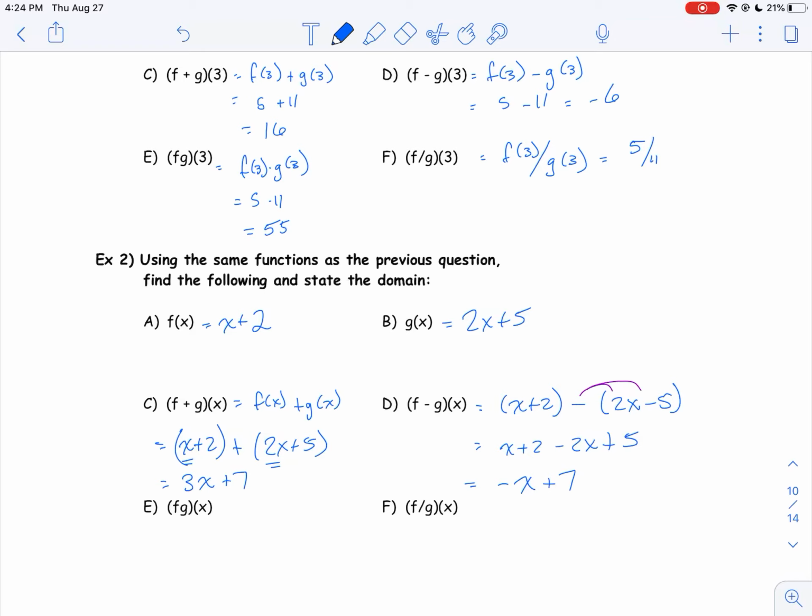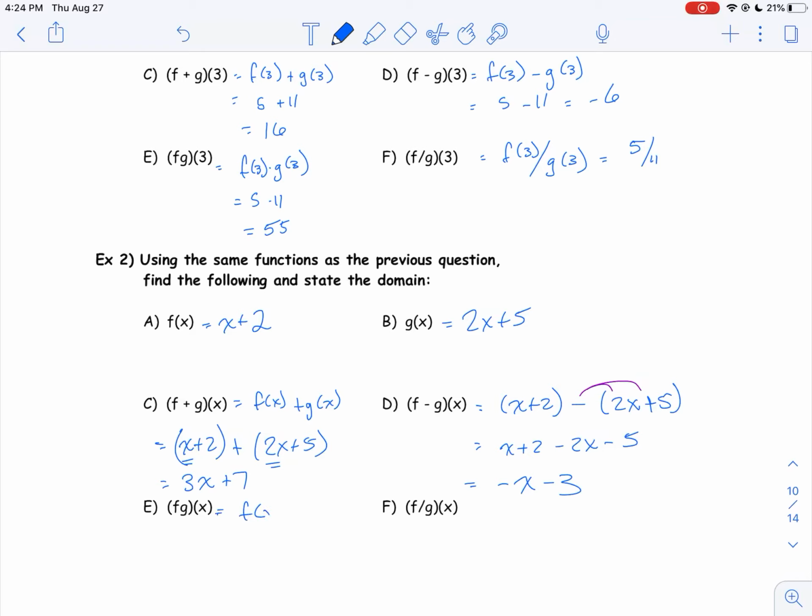Oh, I made a mistake. Did you catch it? This should be 2x plus 5. Then this should be 2x minus 5, and this should be negative x minus 3.